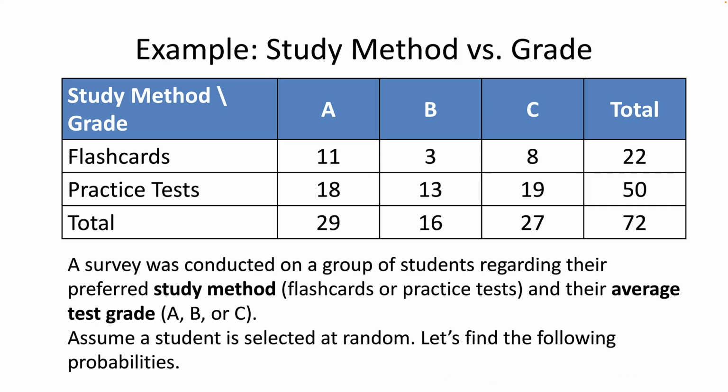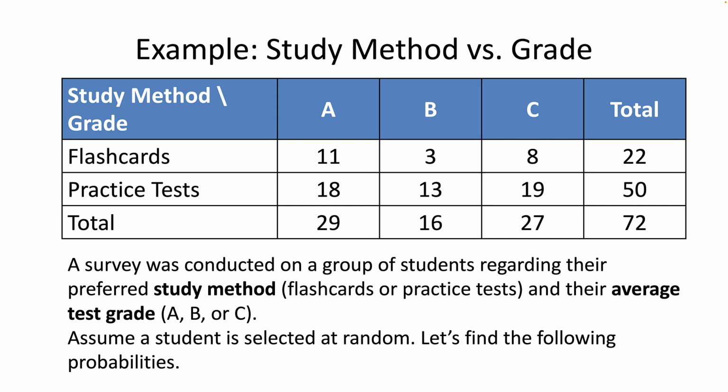Throughout this video, we'll be using the contingency table that compares study method versus grade. You can find a link to this contingency table in the video description below. This table contains the results of a survey that was conducted on a group of students regarding their preferred study method, flashcards or practice tests, and their average test grade of A, B, or C. For these problems, we will assume that a student is selected at random and we'll find the following probabilities.